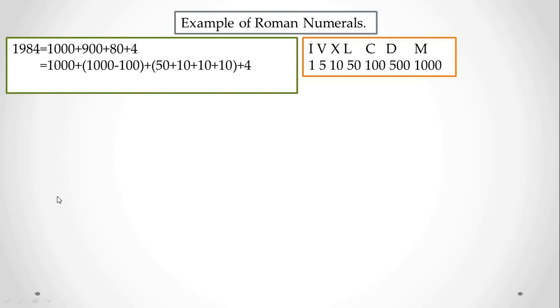Now I will show you how you can get the Roman number here. So I take the pen here for your understanding. 1000 is there, so 1000 is nothing but M. Got it? Next number, 1000 minus 100. So first you write M, then minus 100. Minus 100 means it is nothing but C. So C you write here. Then 50. 50 is nothing but L. And you have to add 3 times 10. So it is nothing but 3 times X.